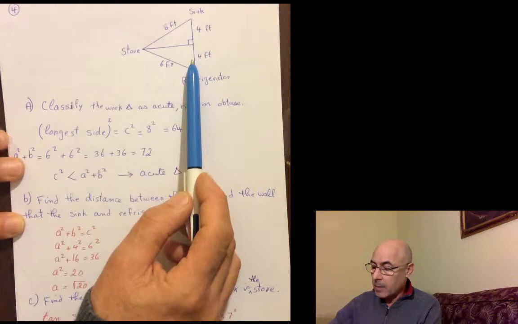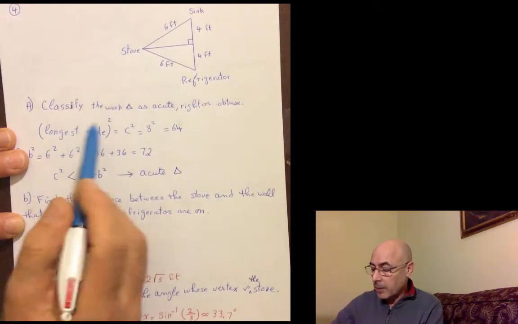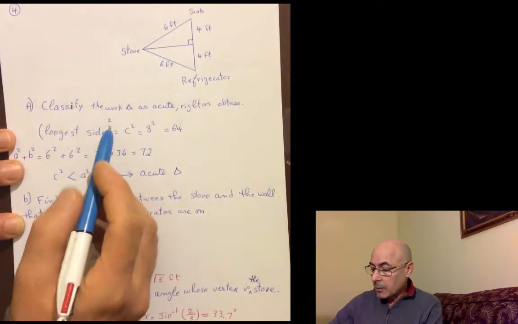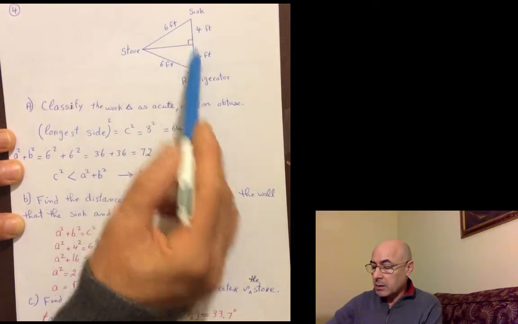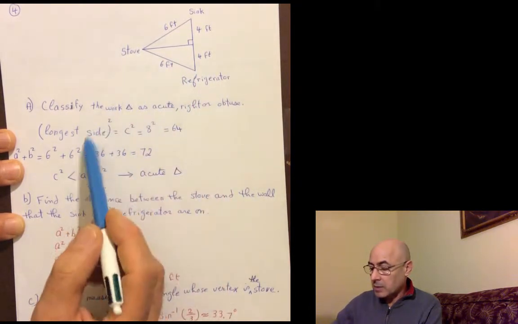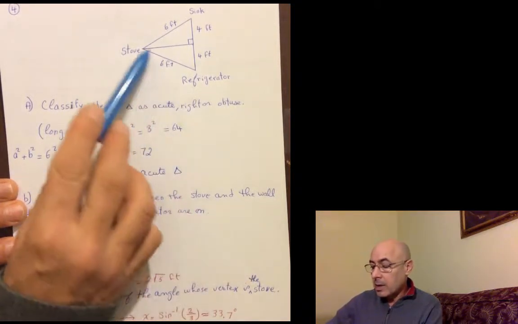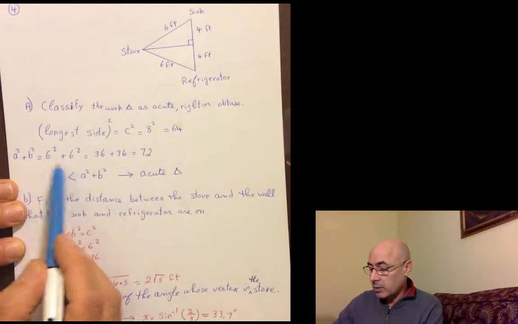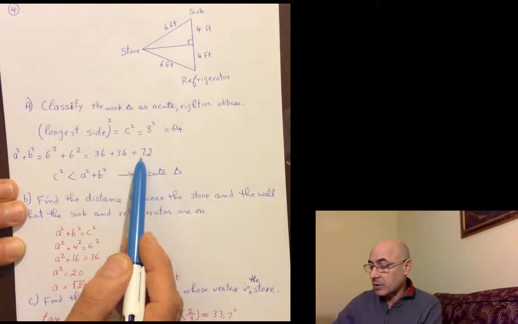be 8. So the longest side is 8. So now we try to compare the c squared, the longest side is c. I want to compare c squared to a squared plus b squared. Longest side squared, that's c squared: 8 squared, 64. A squared plus b squared is going to be 36 plus 36, 6 squared plus 6 squared, which is 72.